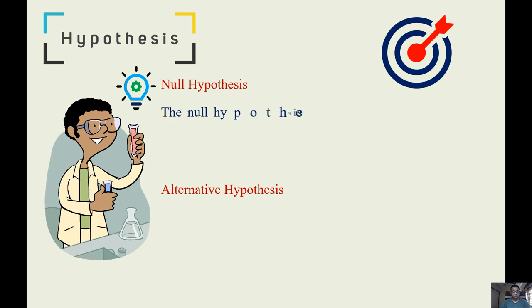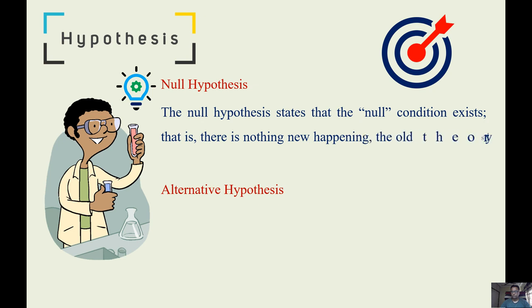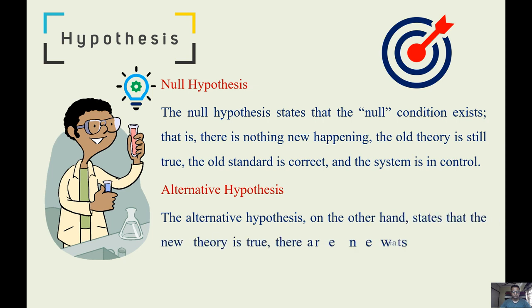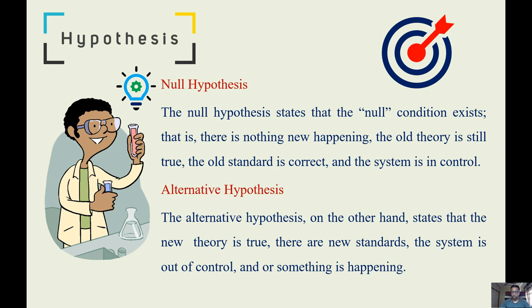The null hypothesis states that the null condition exists, that is, there is nothing new happening, the old theory is still true, the old standard is correct, and the system is in control. The alternative hypothesis, on the other hand, states that the new theory is true, there are new standards, the system is out of control, and/or something is happening.